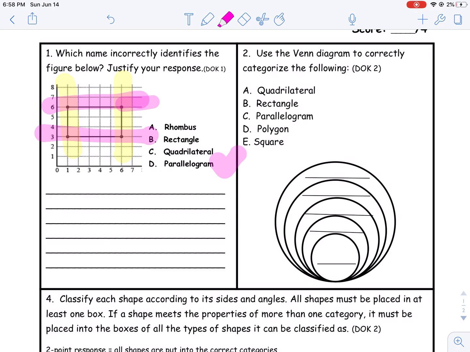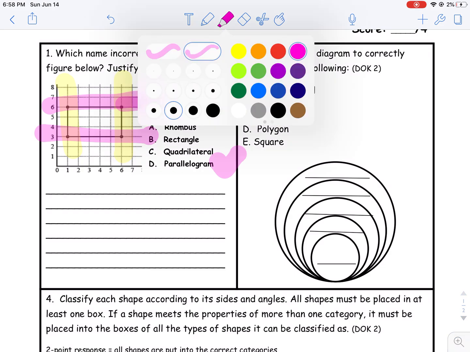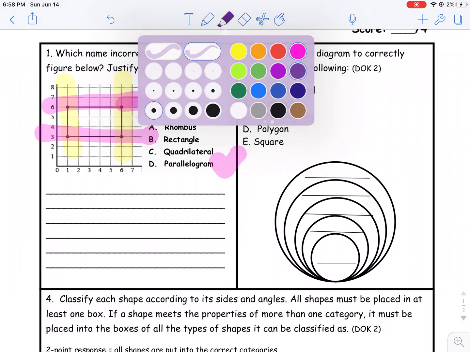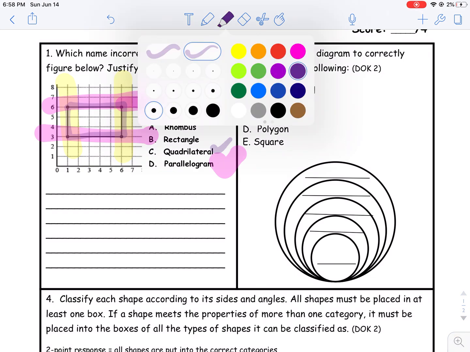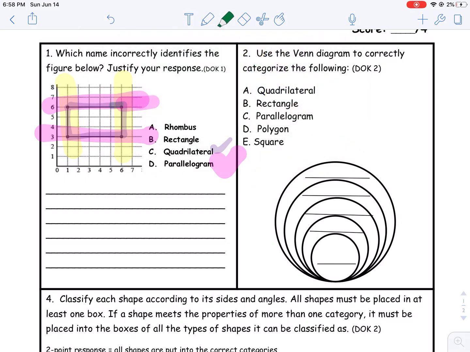Quadrilateral means it's a polygon with 4 sides. I can go here and see that I have 1, 2, 3, 4 sides. Done. Rectangle. Rectangle is a quadrilateral, 4 sides, but it has 4 right angles. So I'm going to find another color and go 1 right angle, 2 right angles, 3 right angles, and 4 right angles. So it is indeed a rectangle.